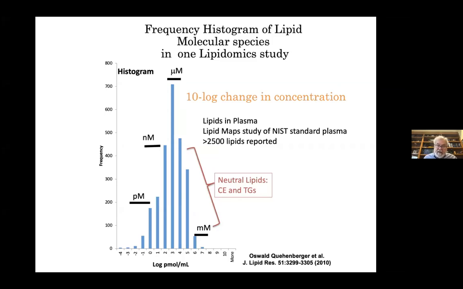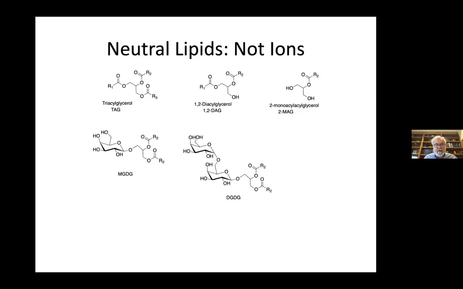The nice thing about that is there's plenty of sample to be analyzed, so we're not pushing the sensitivity of the mass spectrometer. But the problem with these molecules is that they are not ions. Unlike phospholipids or sphingolipids, these things are not charged. So you heard from Maria that one has to ionize these molecules in order to measure them.